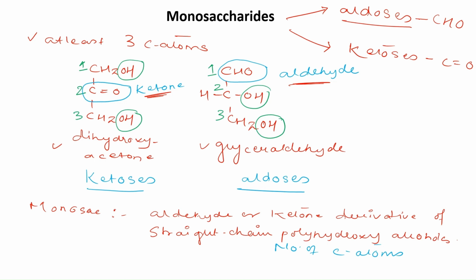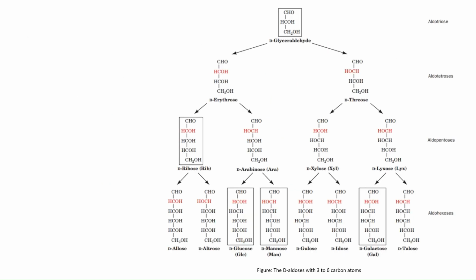One more way by which we can categorize monosaccharides is the number of carbon atoms. Because in the beginning we said monosaccharides contain at least 3 carbon atoms. So depending upon the number of carbon atoms present in a monosaccharide, we can always categorize monosaccharides into various categories. Now these are the types of aldoses.